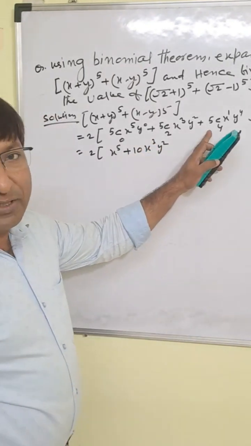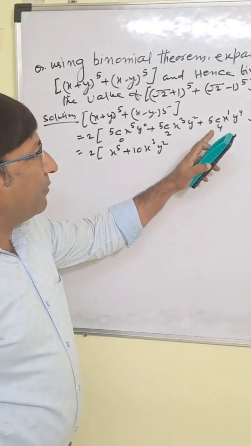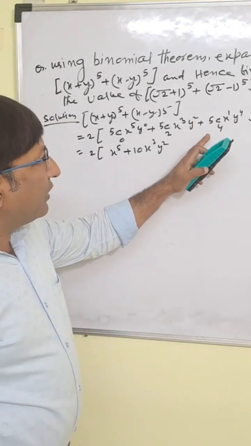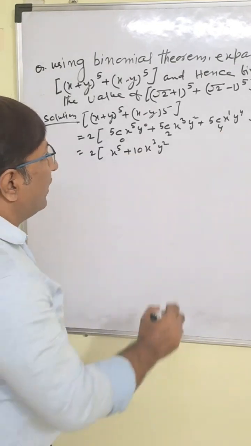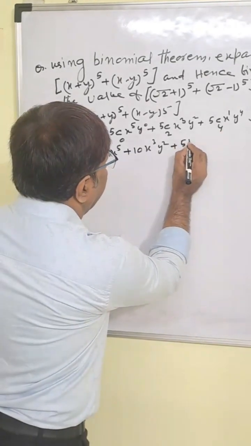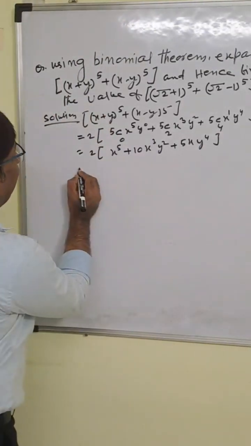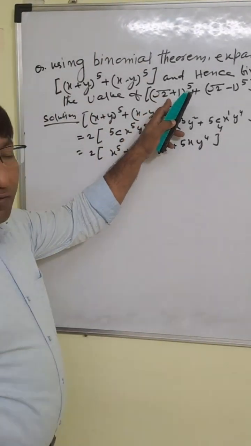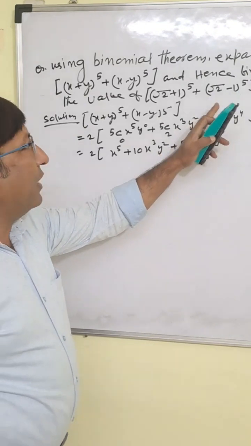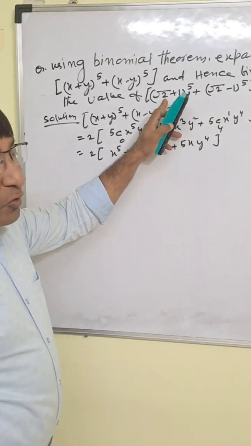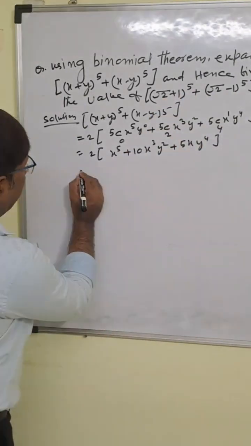Here again 5c4 is 5 factorial divided by 4 factorial and 1 factorial, so we'll get only 5. So this is 5 x y to the power 4. Now we have to find the value of (root 2 plus 1) to the power 5 and (root 2 minus 1) to the power 5. So just put x equal to root 2 and y equal to 1.